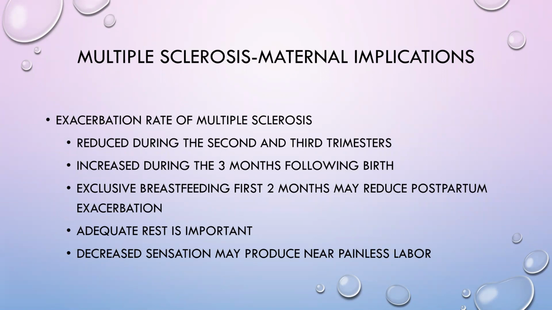Women present to clinic or the hospital with a pregnancy after already being diagnosed with multiple sclerosis. Usually with multiple sclerosis, exacerbation rate is reduced during the second and third trimesters, but it is increased during the 3 months after delivery. These women need extra rest, and exclusive breastfeeding for the first 2 months can help reduce the exacerbation postpartum.